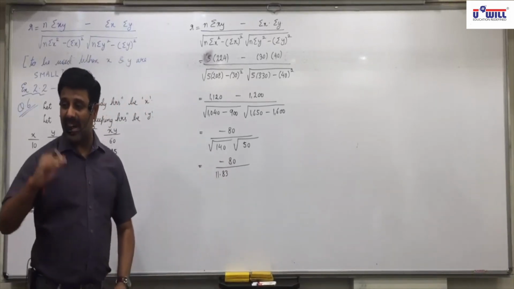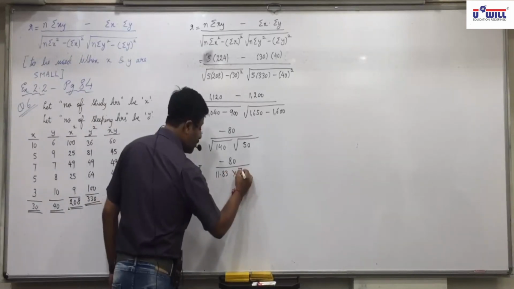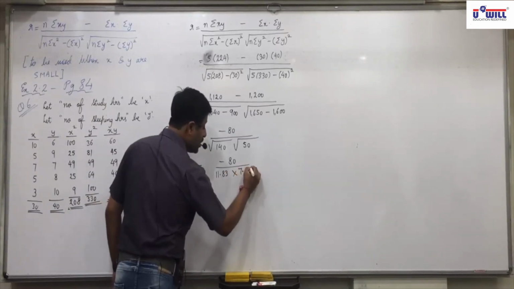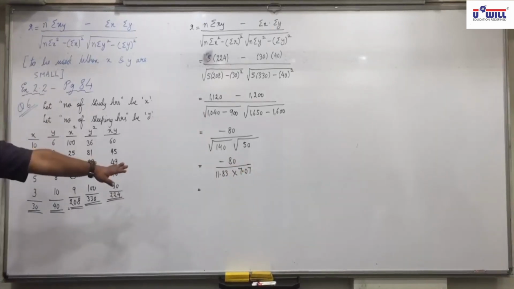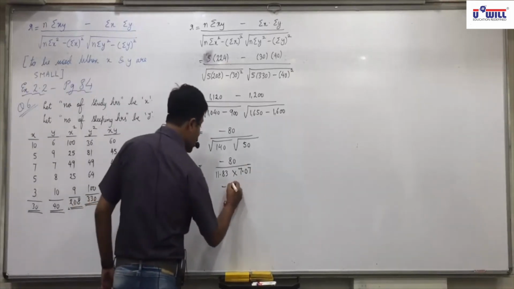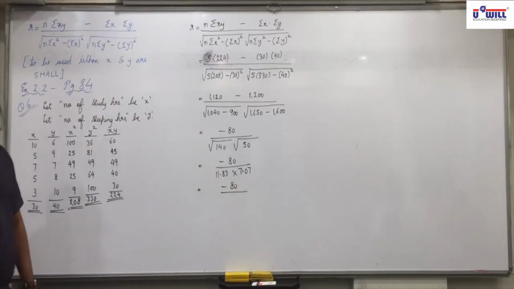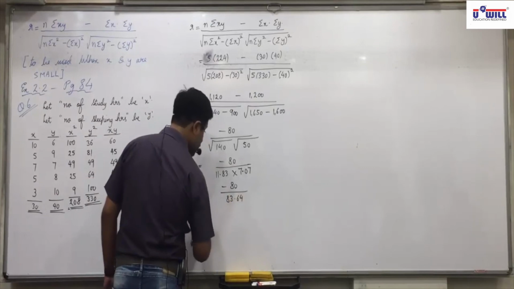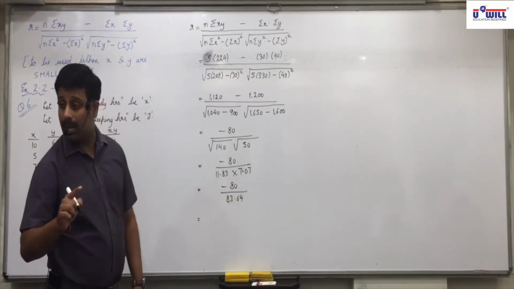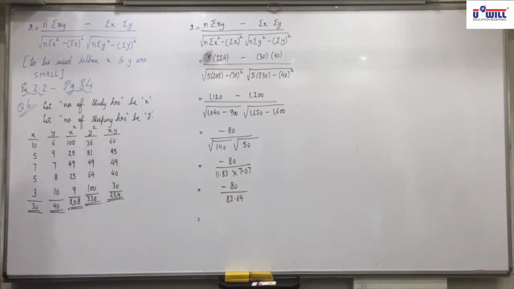If the third digit is 5 or more, then second digit increases by 1. What is square root of 50? 7.07. After 7, 1. So you keep it 0. Got it everyone? Any doubts up till here? Now minus 80 upon. Do this product 11.83 into 7.07. 83.64. After 63, the next number is more than 5. So we increase 3 to 4.